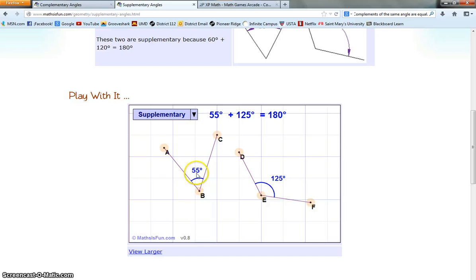And this website is now supplementary, so if we take a look, 55 plus 125 is equal to 180. I can again take this and drag it, and the other angle would get bigger as mine gets smaller, or if I drag it the opposite way, it would get all the way out to 180 degrees, and the other one would get really close to 0. And of course, if I get bigger than 180 degrees, it would say it's not supplementary as I go all the way around until I get back to my 0 degrees, which then pops DEF all the way out to 180 degrees or close to it.